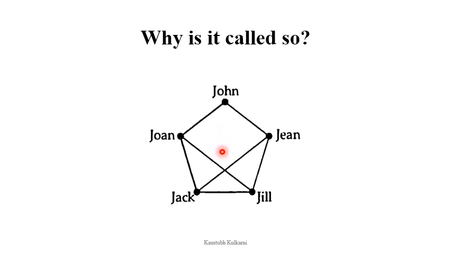which is common sense, because every time there is a handshake, the handshake count of John increases and the handshake count of Joan also increases. Similarly, for this other handshake, the count of John is going to increase and the count of Jean is also going to increase, right? So that is where the name originates from.